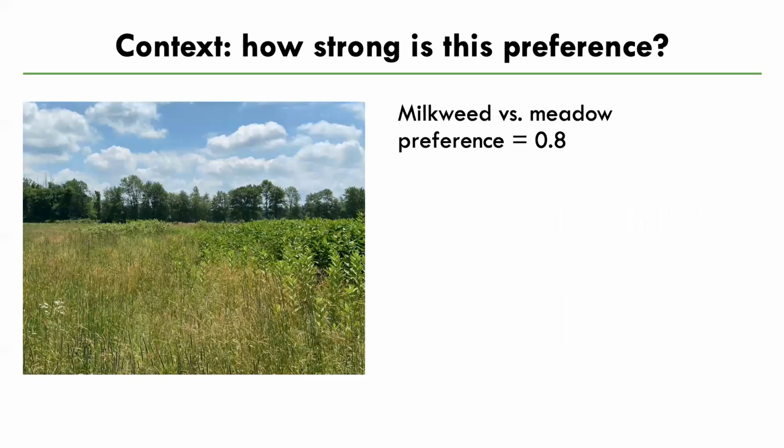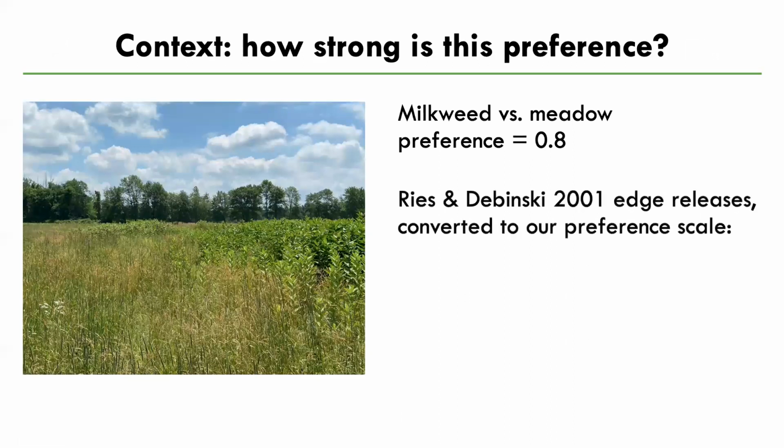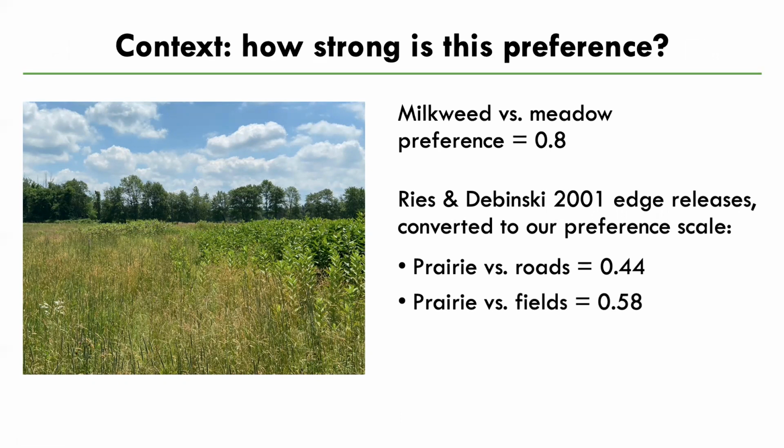So how strong is this preference? Well, this preference of 0.8, we can compare it to some past edge releases, which were done by Rees and Dubinsky in 2001. We can convert them to our preference scale, which is again 0 to 1, where 1 is a perfect milkweed preference. And we can compare to their Prairie versus Rhodes releases, which had a preference of 0.44, so no preference. Their Prairie versus Fields decision was 0.58, so a moderate but not significant preference for Prairie. And Prairie versus Forest, where they observed a 0.79 preference for prairie over forest, open habitat over closed habitat. So our observed preference for milkweed over meadow is similar to the preference for prairie versus forest.